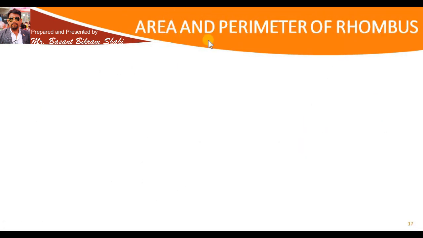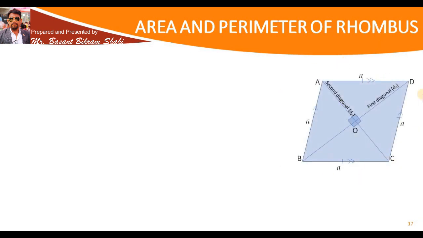Now we talk about area of rhombus and perimeter of rhombus. This is a figure of a rhombus where opposite sides AD parallel to BC, AB parallel to DC, and all sides are equal, denoted by A, and the diagonals AC and BD bisect each other at right angle.